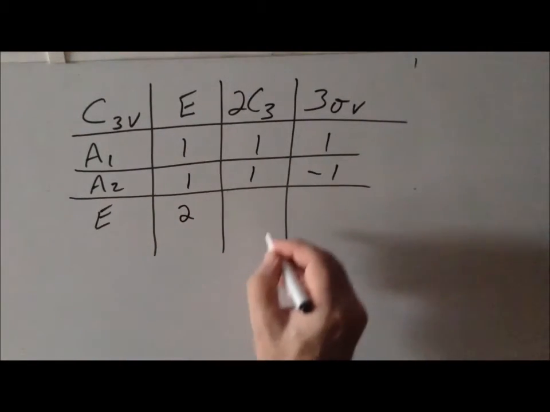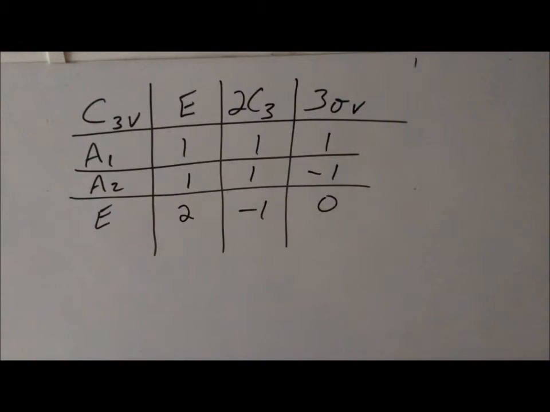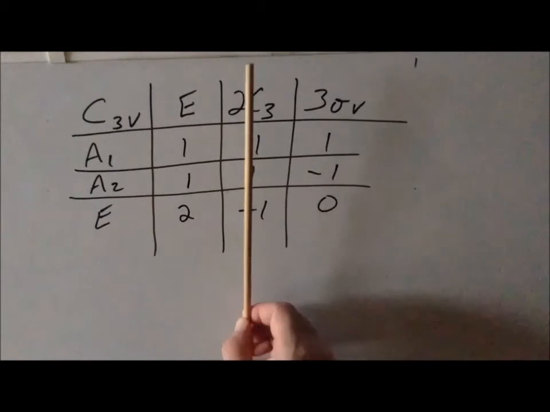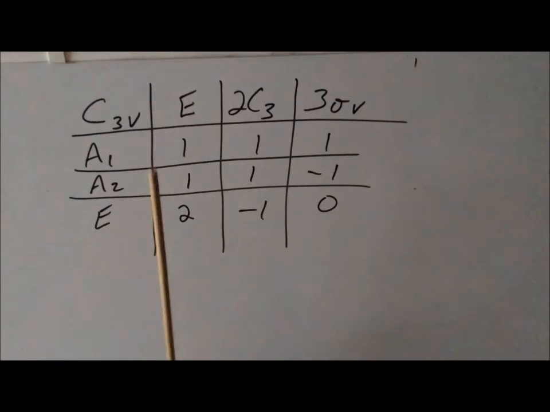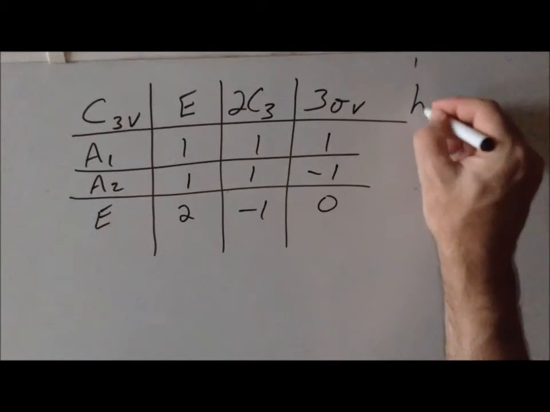So this is the first character table that had more than one symmetry operation in the same class. And we have 3 classes. We can figure out the order of the group. Let's just do that while we're here. So we have 1 plus 2 plus 3. So the order of the group is going to be 6. So that's a feature of the point group C3V.